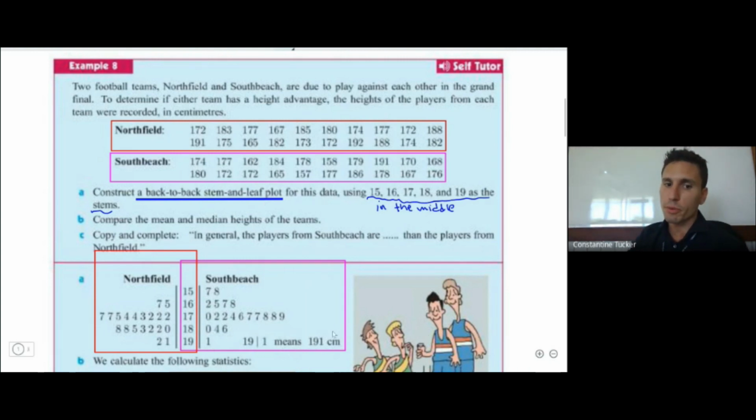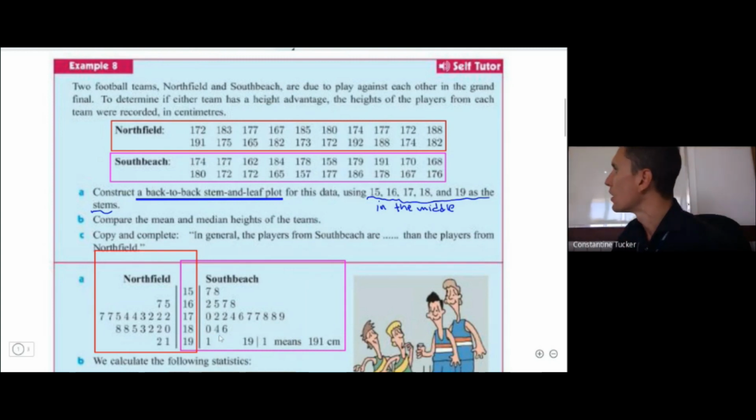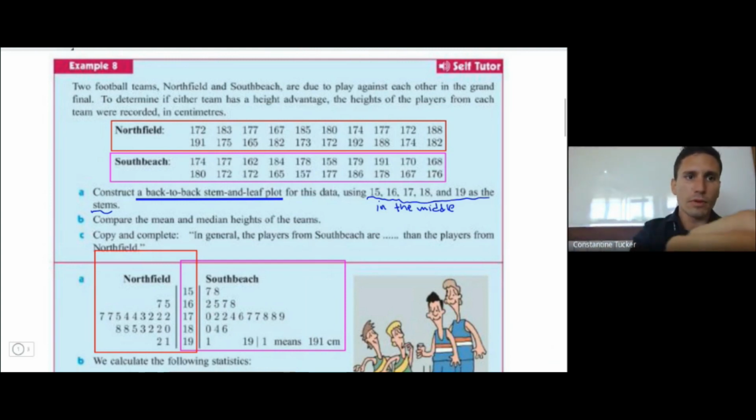And we also have to put something down here at the bottom. We have to explain to the reader what we've done. So basically, you can choose another one to explain what this means. So can you choose another number and tell me what you would write down here at the bottom right corner? Here they've chosen 19, vertical bar, 1, and they said this means 191 centimeters. How would you do it? Which number would you choose from here? 180? Yes?